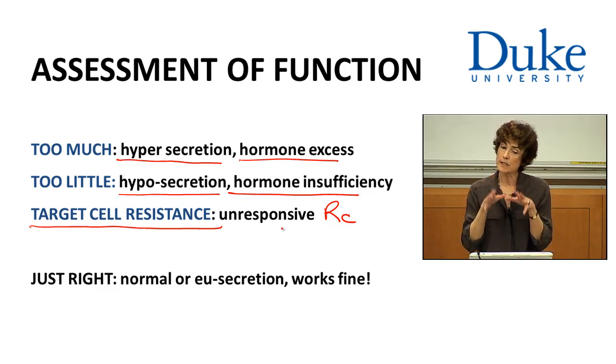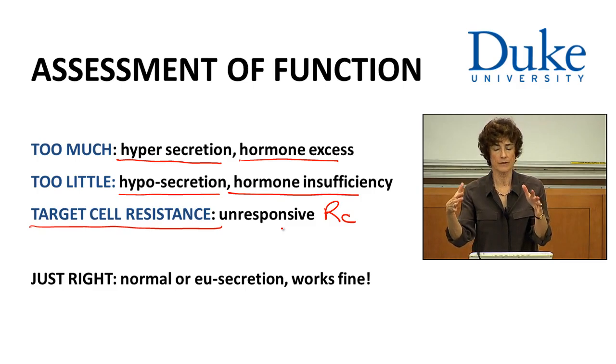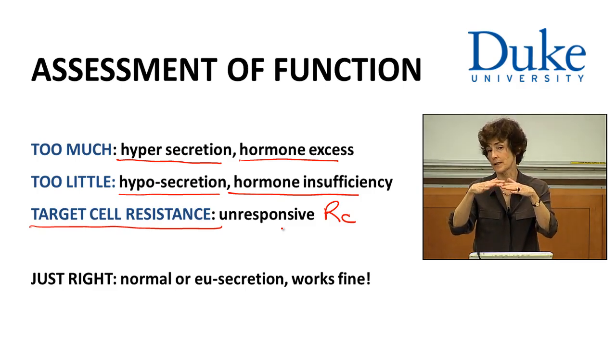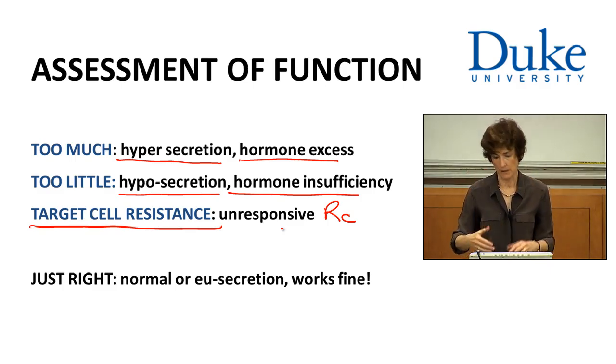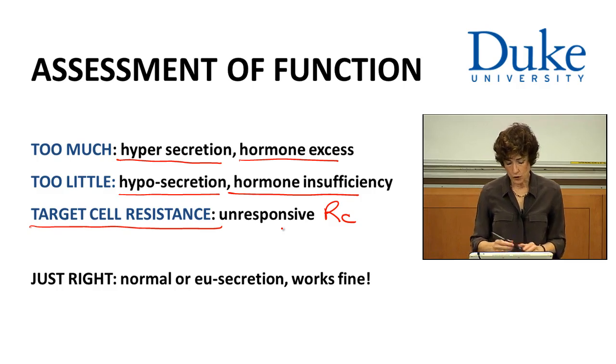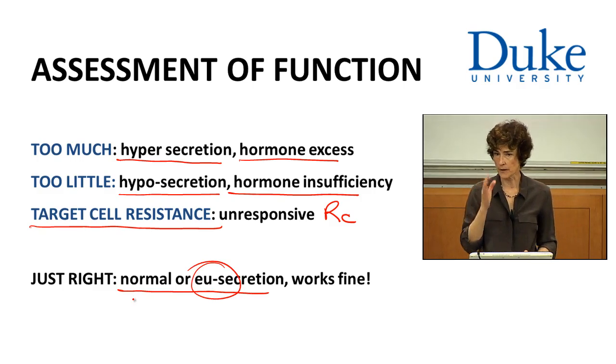And they could be unresponsive because they're uncoupled, so they're still present on the cell surface. This is what we see with diabetes type 2 individuals often. Or the receptor is actually removed or degraded, and so it's not even present on the cell surface. And then just right is a normal or eusecretion, and that's where the hormone system, the endocrine system, is working correctly.